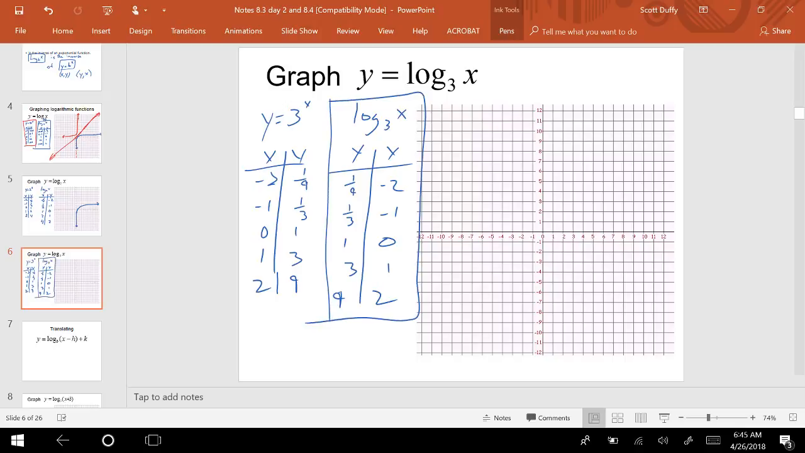Plot those points: 1/9, -2; 1/3, -1; 1, 0; 3, 1; 9, 2.